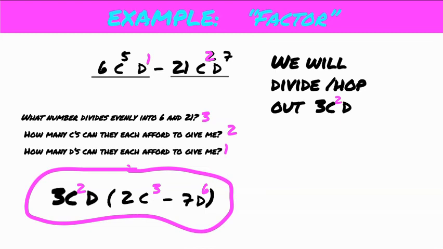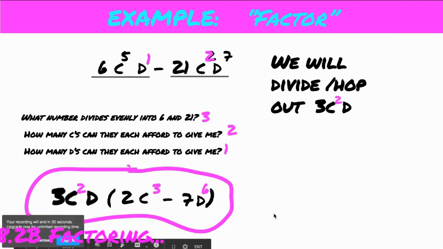How can we check it? Do what we did yesterday. Hop, or distribute, your 3c squared d in, and you'll get 6c to the 5th d minus, next hop, 21c squared d to the 7th, and it checks out. So that's the end of 8.2b.